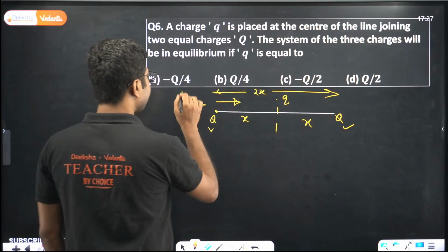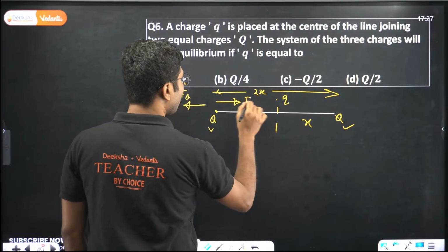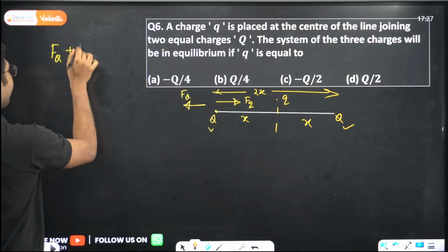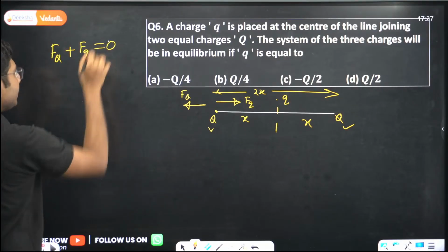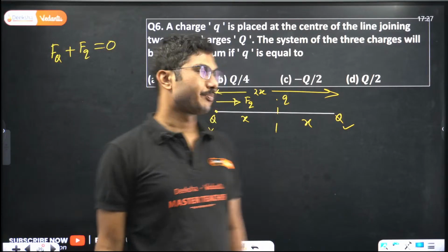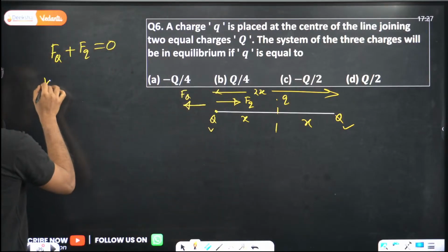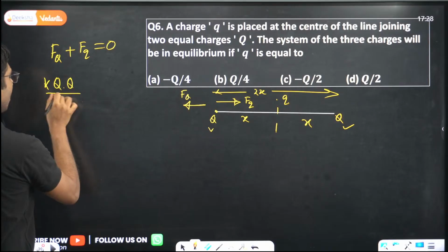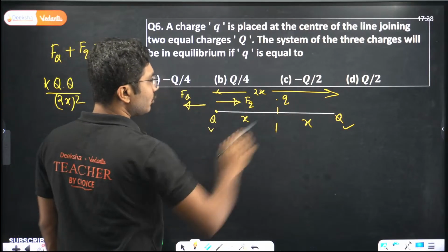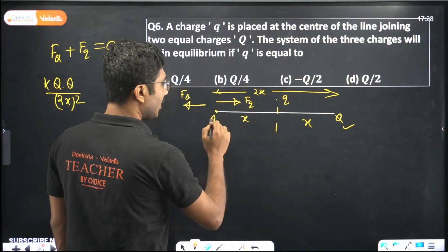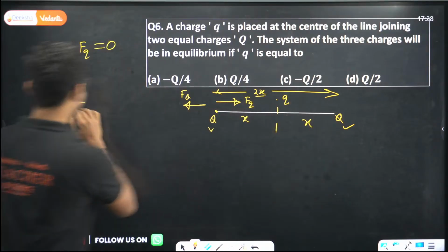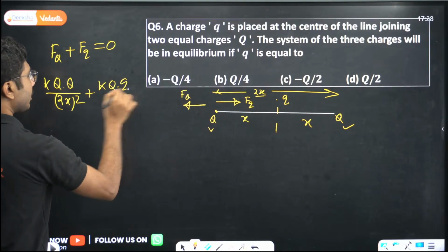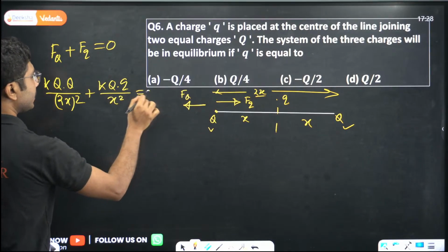Now say this force is from capital Q and this force is from small q. We can write that F capital Q plus F small q must equal 0, because obviously the system is in equilibrium. So what is F capital Q? F capital Q is K Q into Q by (2x) whole square, that is K Q1 Q2 by R square. R for both the capital Q is 2x, that's why 2x, plus K capital Q into small q divided by x square equals 0, right?